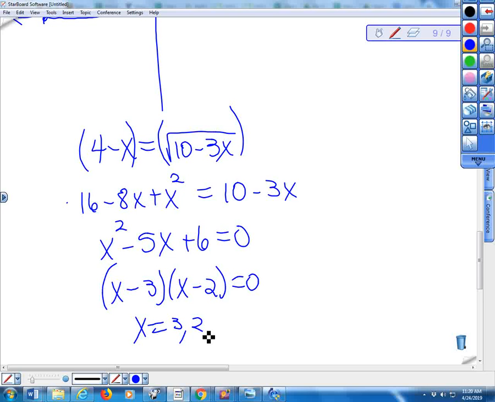I need to check both. So if I put 3 in, 4 minus 3 is 1. 10 minus 6 is 4, and 10 minus 9 is 1, and the square root of 1 is 1. So 1 equals 1, that checks. I put 2 in. 4 minus 2 is 2. 10 minus 6 is 4, and the square root of 4 is 2, so that checks. So both of these are good.